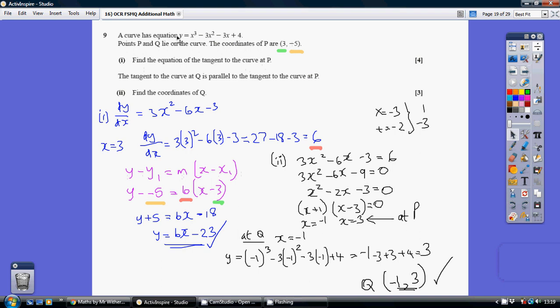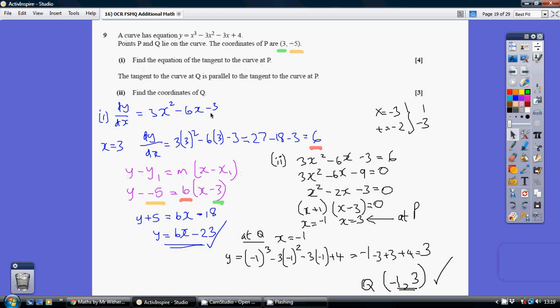So we kick off by differentiating this function. Multiply by the current power, reduce the power by 1, so 3x squared. Multiply by the 2, reduce the power by 1, that gives us minus 6x. And minus 3x becomes minus 3. So this is our differential.